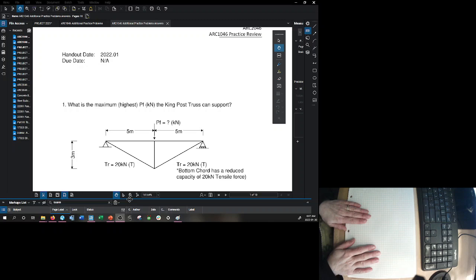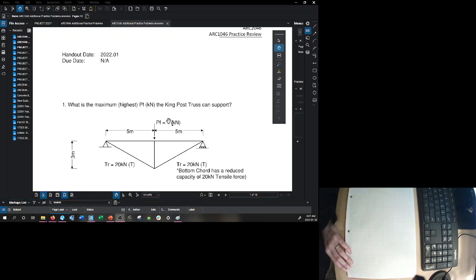If it wasn't 0, it would move. And for it not to spin in space, the sum of all of the moments causing it to spin must be 0. Otherwise, it would be rotating in space. So let's take a look at this truss they've given us.